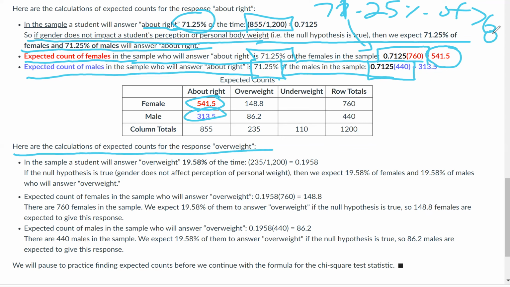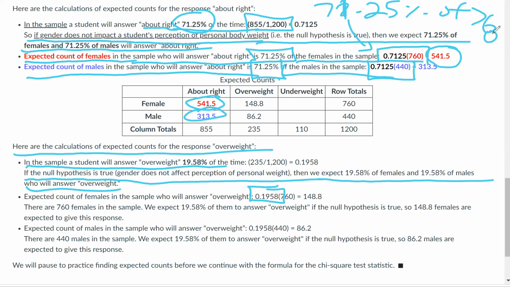Here are the calculations of expected count for the response of overweight. So same kind of thing. In the sample, a student will answer overweight 19.58% of the time. That was the total of all the students, male and female. So if the null hypothesis is true, that gender does not affect body image, then we expect that percentage of females and that percentage of males to answer overweight. So we'll do a similar calculation where we take that percentage, 19.58, put it in decimal form, multiply it by the number of females in the study, 760, and get the expected number of females who will say overweight.